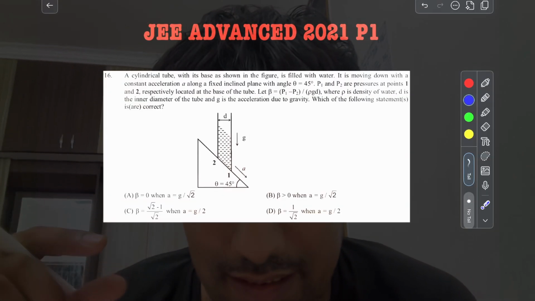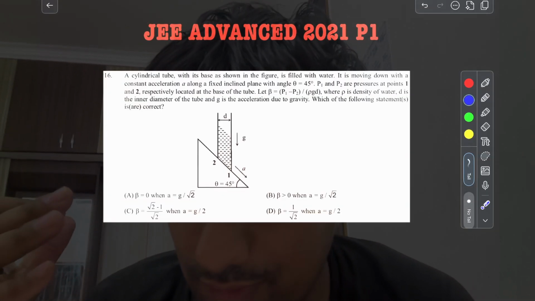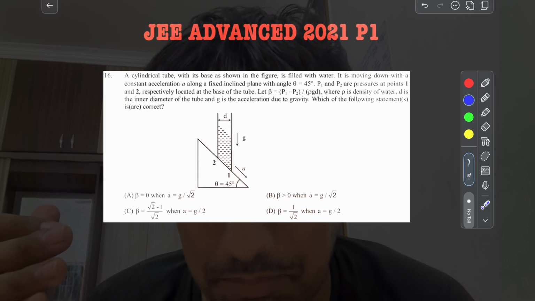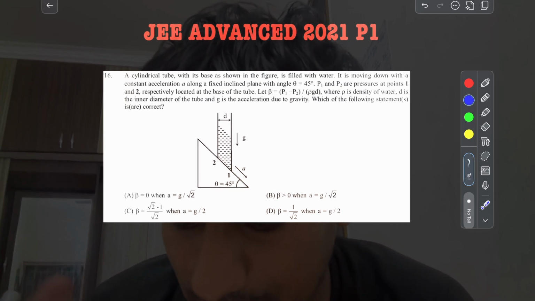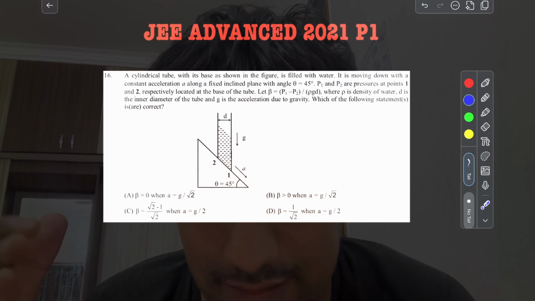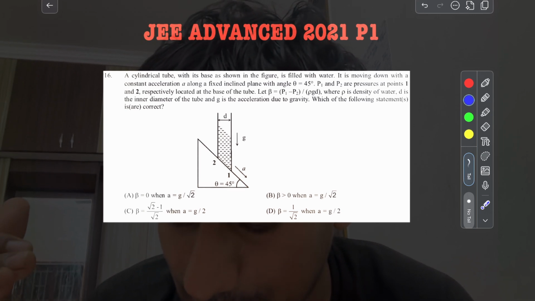So in today's lecture we are going to discuss a JEE Advanced question on fluid mechanics, on pressure variation. Here I have taken this question where there is a container. This container is moving with some acceleration on an inclined plane. Let's suppose that acceleration is given as a, gravity is acting in the downward direction g, and the angle of inclination is 45 degrees.